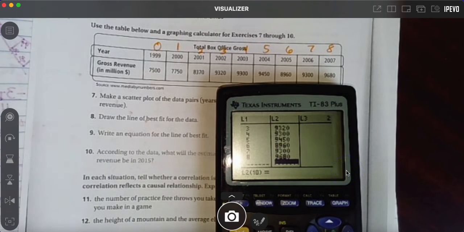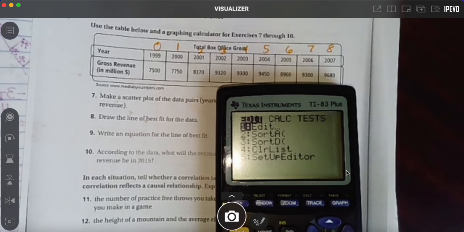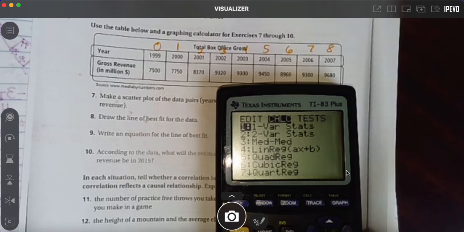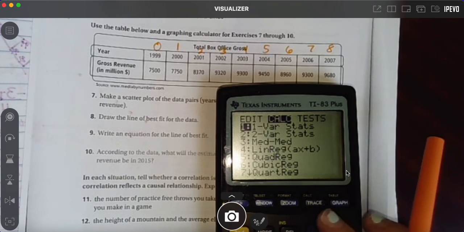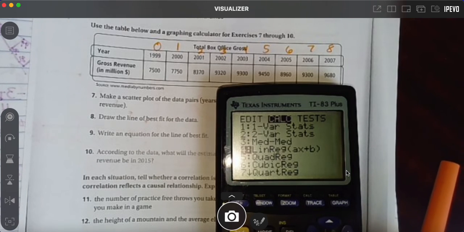Now, you are going to take these numbers and calculate something. So you go back to stat, S-T-A-T, and you see the little calculate word right here to the right. So you press the right button. Did everybody go over to calculate? And then you're going to go down to number 4. That says it's a line, a straight line. That's what we're looking for, a line.